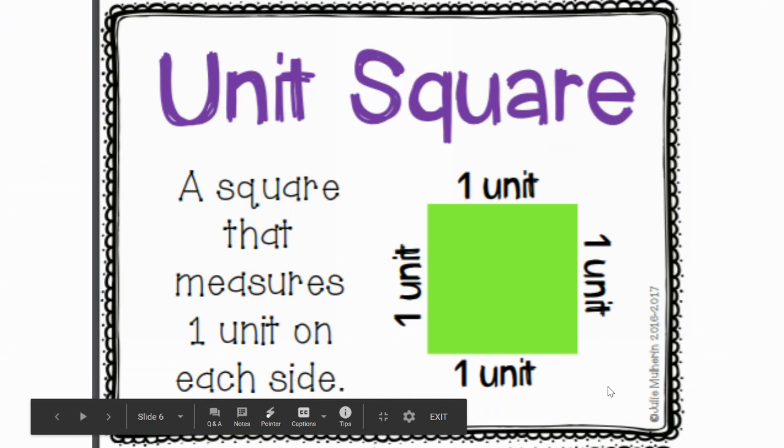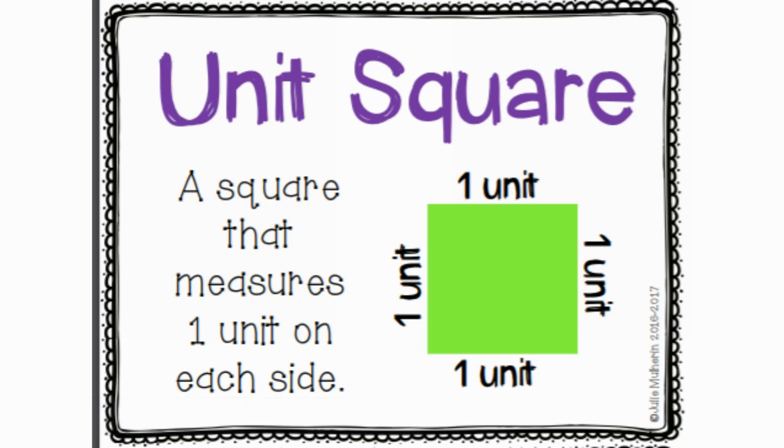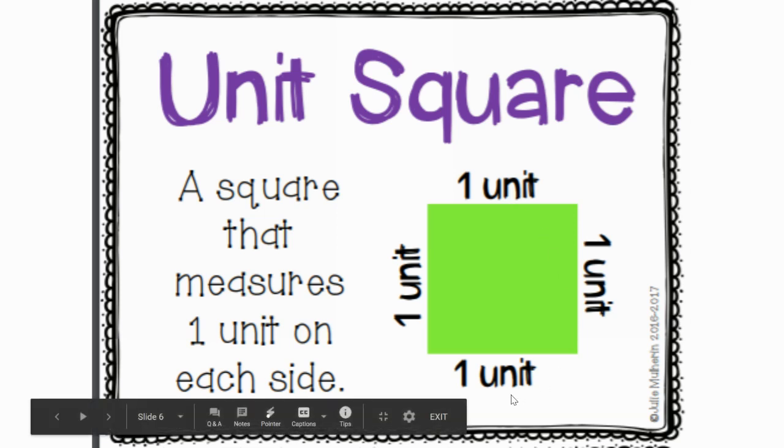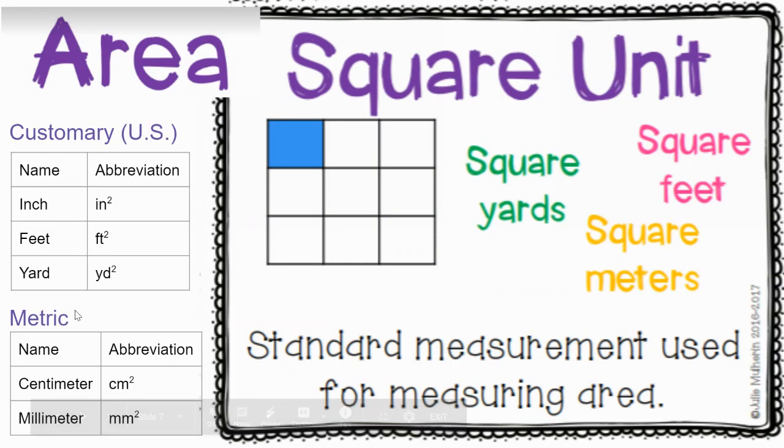When it comes to area, we use square units. A square that measures 1 unit on each side, 1, 1, 1, and 1, is a unit square. When we find the area of a shape, we use square units. So you might call it square yards, square feet, or square meters. It's the standard measure used for measuring area.